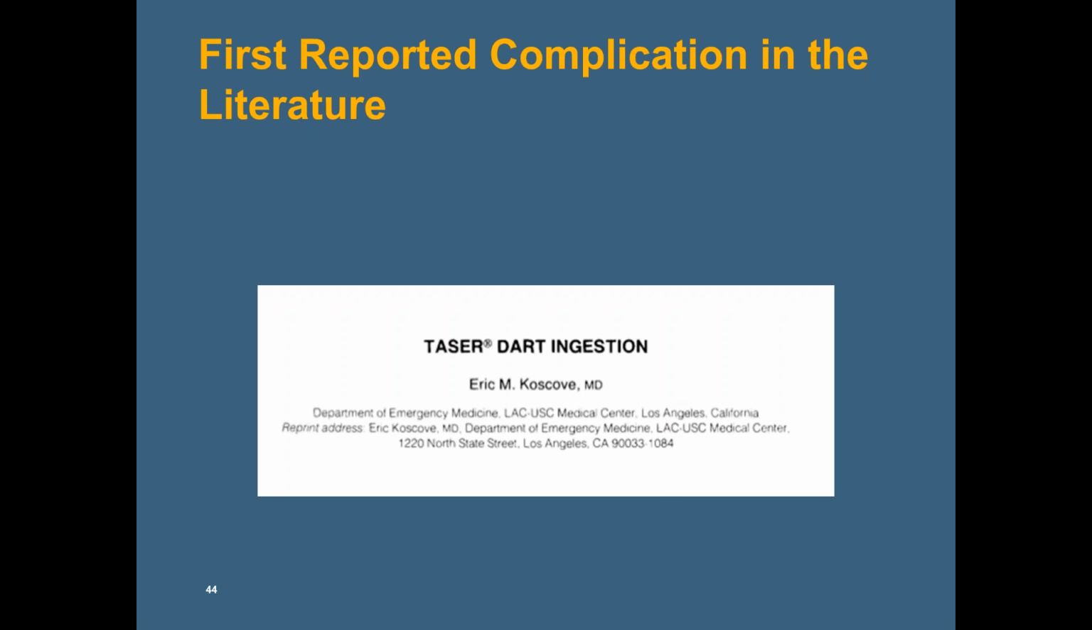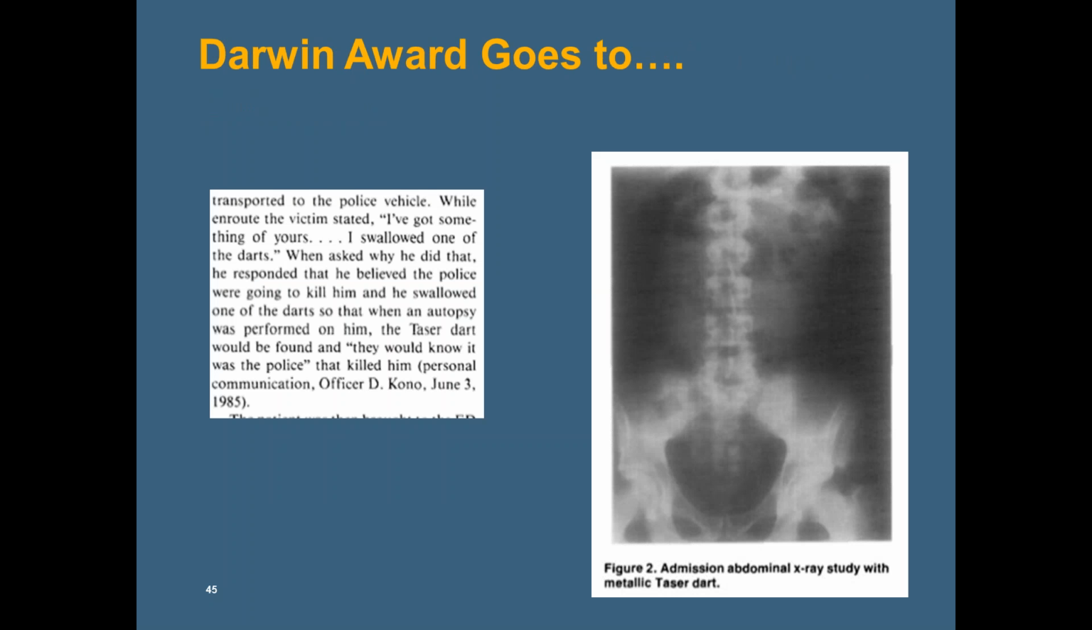And if you look at the study here, they actually have a qualitative section in the paper describing the case, and they asked him why he did this, and he said he believed that the police were going to kill him, and he swallowed one of the darts so that when the autopsy was done, they would know it was the police that actually killed him. So he is officially our Darwin Award winner for the day.